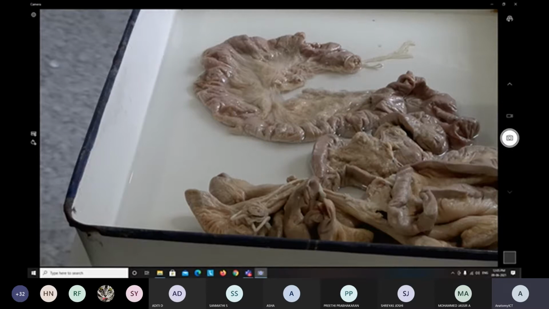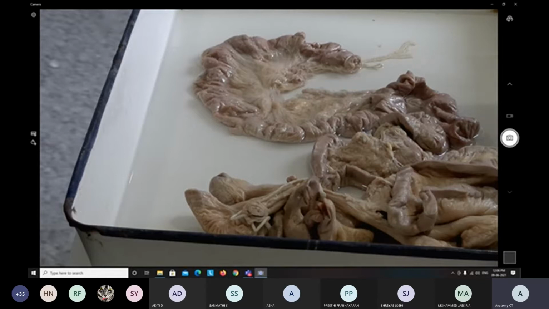Now, for any absorption, either in the form of food or toxin, it may absorb anything, or drugs, whatever we have given. Now, how it reaches the liver, that is the most important thing.